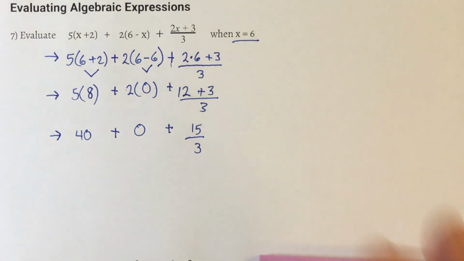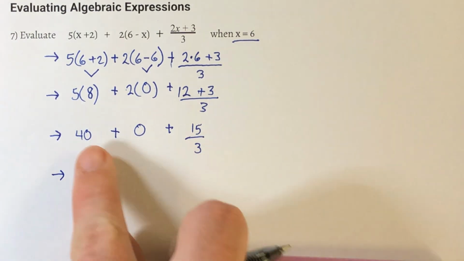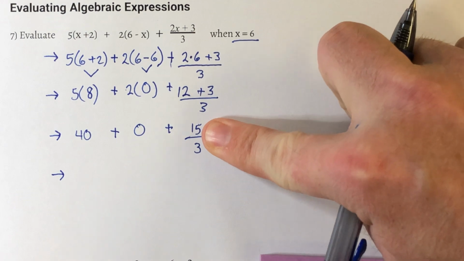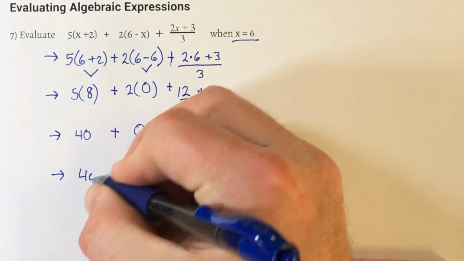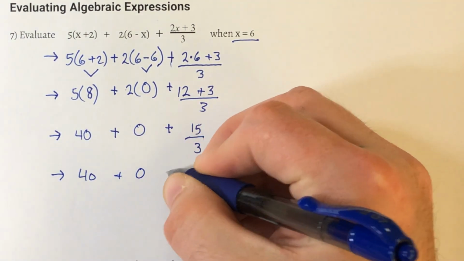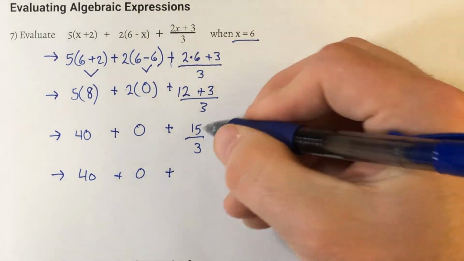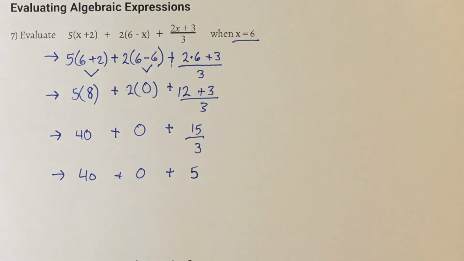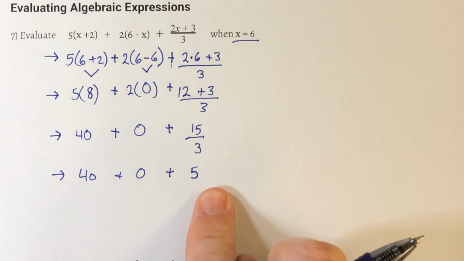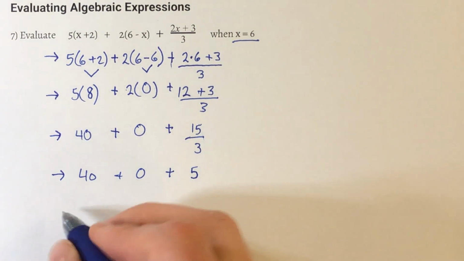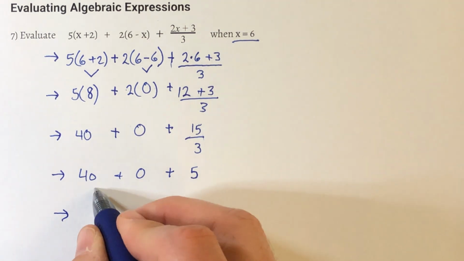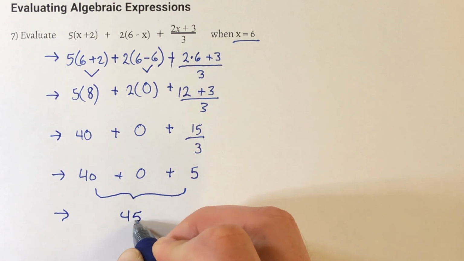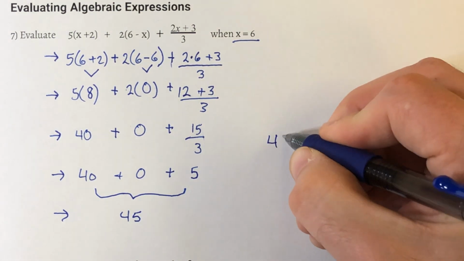All right, next, we have addition and division. Can this be done easily? Yes, 15 divided by 3 can be. So I'm going to bring down the 40, bring down the plus, bring down the 0, plus 15 divided by 3 is 5. All right, I just have addition, all addition, so I can do it all at once. What is 40 plus 0 plus 5? That would be 45. So 45 is our answer.